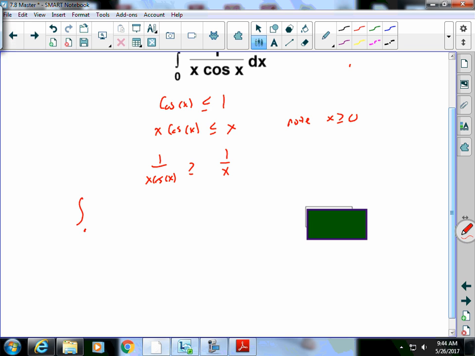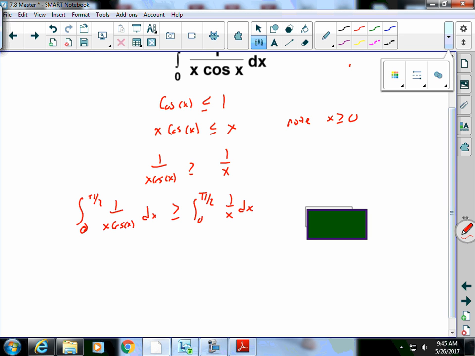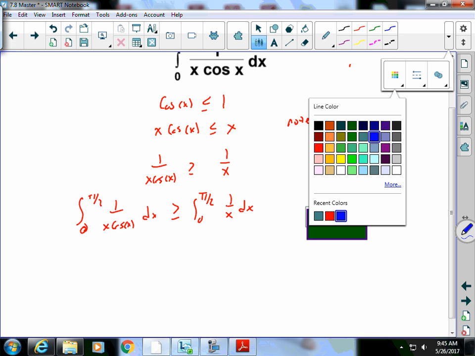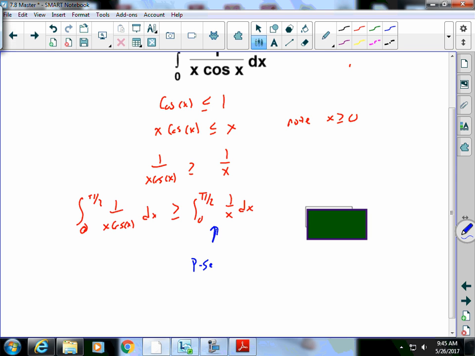So I'm looking at 0 to pi over 2. I'm going to establish my argument that the integral of 1 over x cosine of x dx is larger than or equal to the integral from 0 to pi over 2 of 1 over x dx. Then I'm going to say, well, that's nice because that is a p-series. p is equal to 1, which is less than or equal to 1, therefore diverges. Yes, you need to know about the p-series. You're going to memorize it. It's not on that list that I give you.